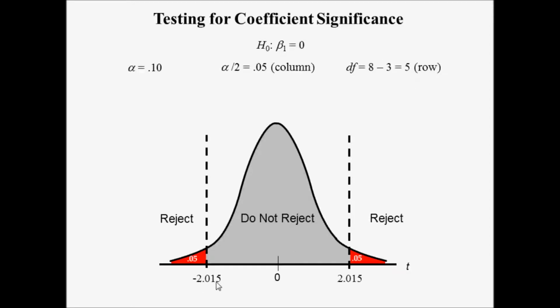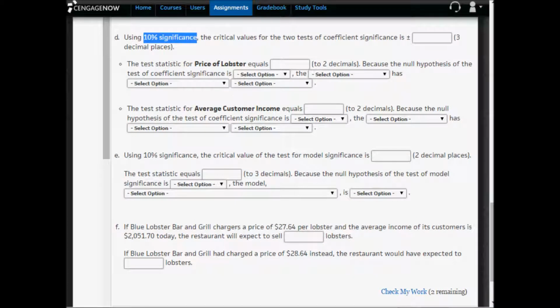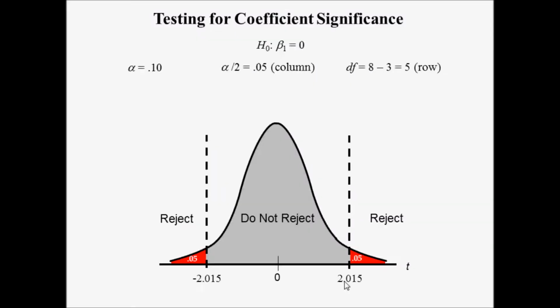Now, the negative 2.015 and the 2.015 come from the t-table. Remember, we're in column 0.05 because our alpha is 10%, two-tailed test divided by 2. We're in column 0.05, and then our degrees of freedom is equal to 5. So we have a critical value of 2.015, and because it's a two-tailed test, we make it positive and negative. And that defines our do not reject the null region. We have 0.05 here, 0.05 here. This is significance when I add 0.05 to 0.05.